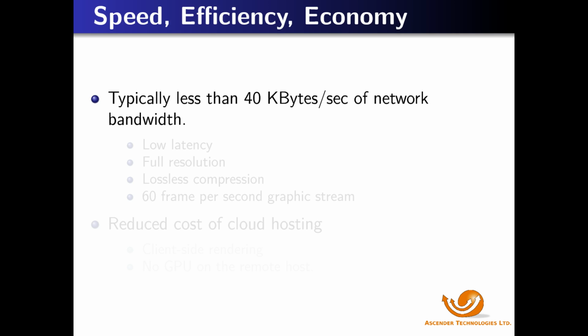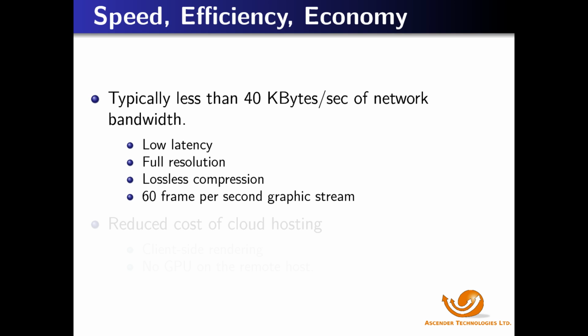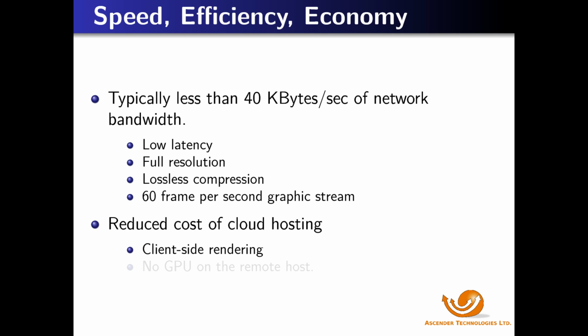Typically, less than 40 kilobytes per second of network bandwidth is used to provide low latency, full resolution, lossless compression with low computational complexity, and a 60 frames per second graphics stream, all independent of the display resolution. This means a 4K display will use network bandwidth like a 720 pixel resolution display.